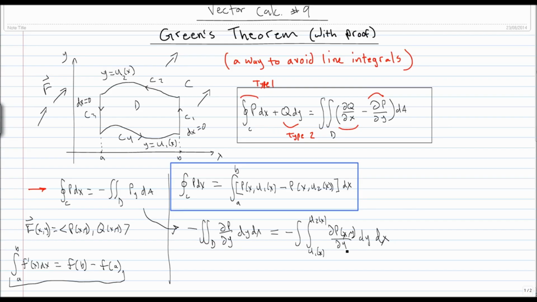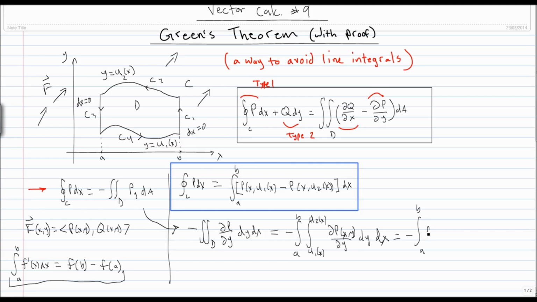This is with respect to x, so how does x vary over this region? Well, x goes from a to b. Now if we leave the outer integral as it is for now and compute the inner integral, what does the fundamental theorem of calculus say? If you have a derivative with respect to y, and we're integrating with respect to y, we just end up getting p evaluated at the two endpoints.